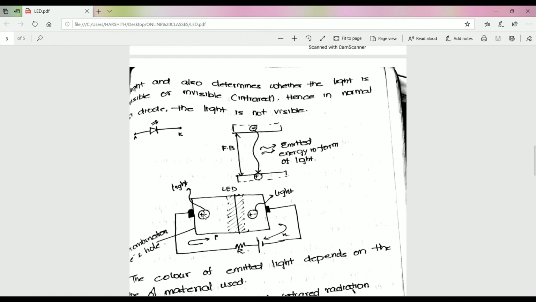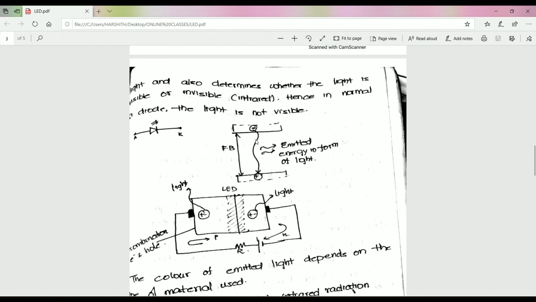When an electron and hole recombine, it produces light. This process is called electroluminescence. So the basic principle of this process is that the energy is released in the form of light.